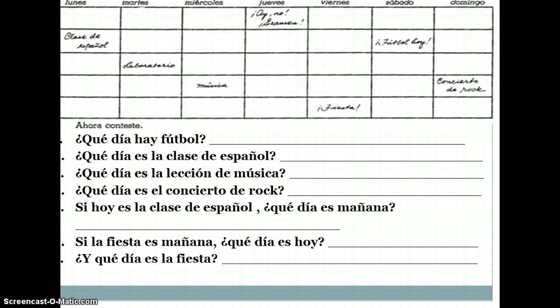Now on the following pages, go ahead and do the practice work and see if you can answer the questions.